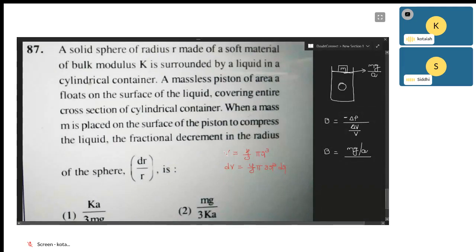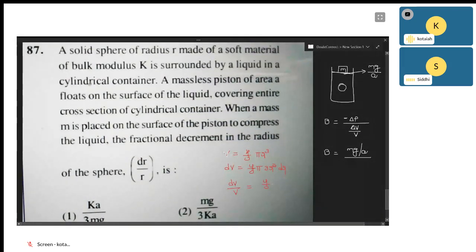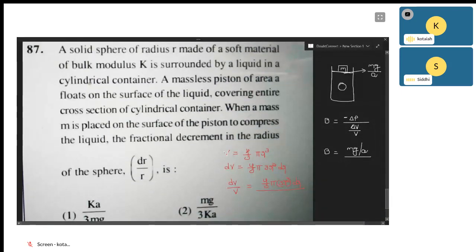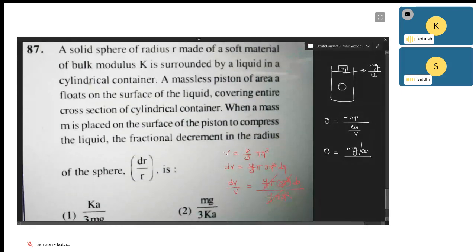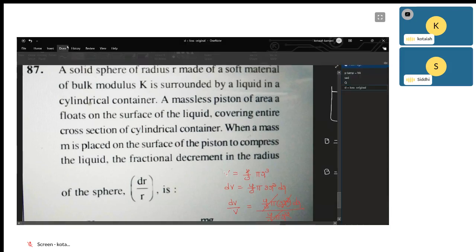Very good. Now, dV by V is equal to dV, which is 4 by 3 pi into 3 r square into dr, by V, and V means 4 by 3 pi r cube, right? 4 by 3 pi cancels, r square will be cancelled. You will be left with 3 by r into dr, right? Any doubt till now? No, sir. Now see, delta V by V or dV by V both are same.